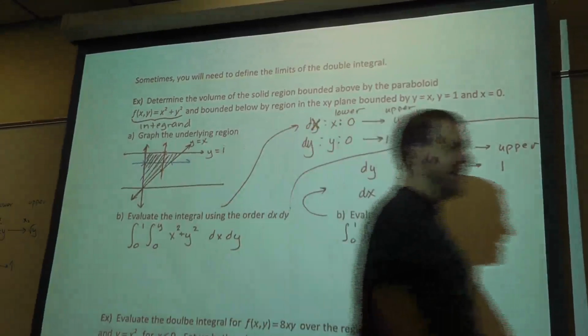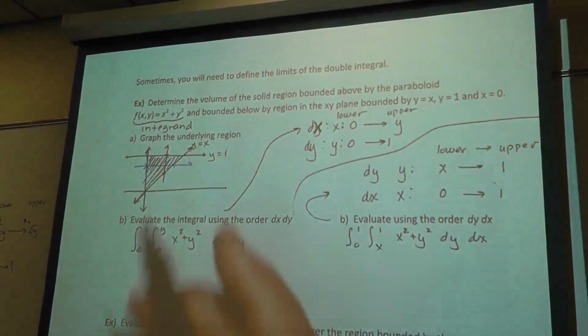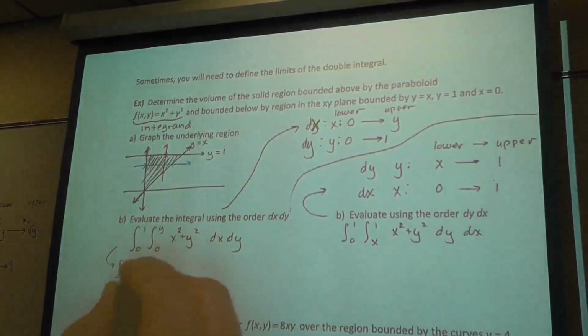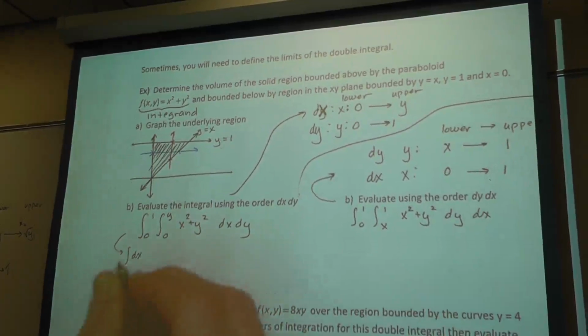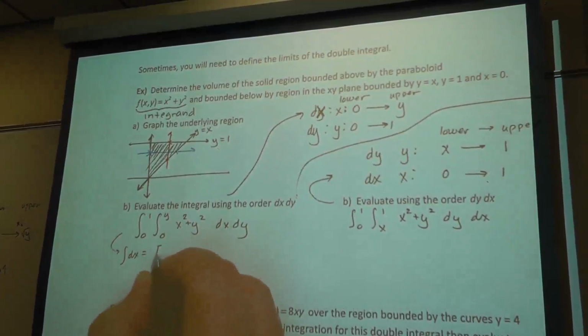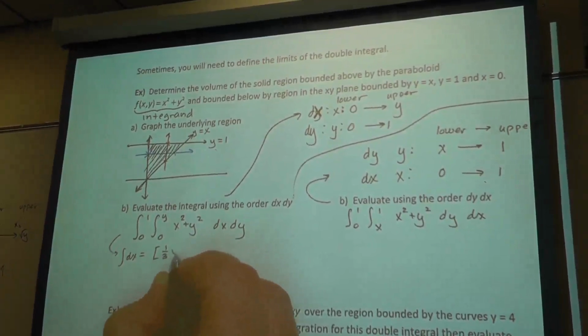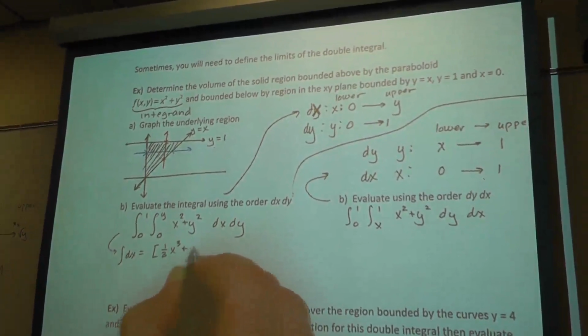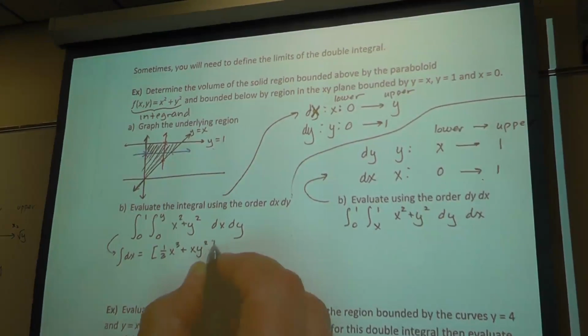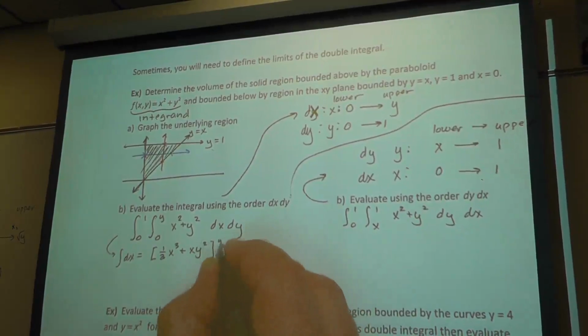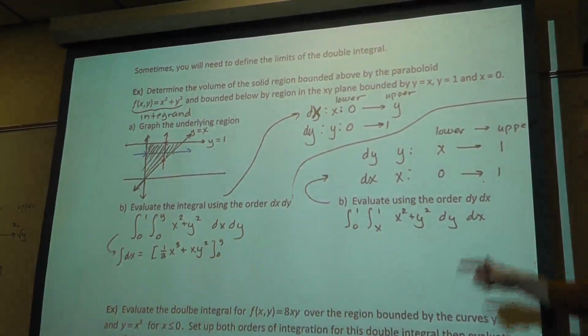So if we do complete this volume problem, and I want to, I'm going to integrate x first, and hopefully I've left myself enough room here. When I integrate this with respect to x, I get 1/3 x to the third plus x y squared. Remember that y squared is a constant. You're plugging in y for all the x's.